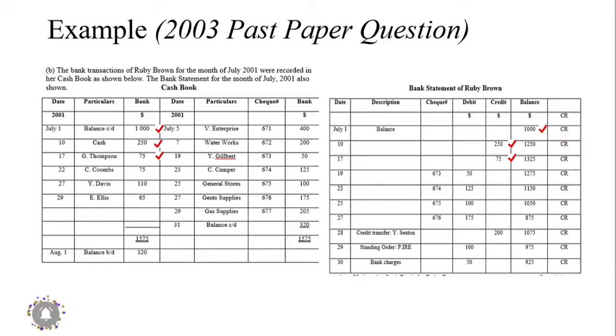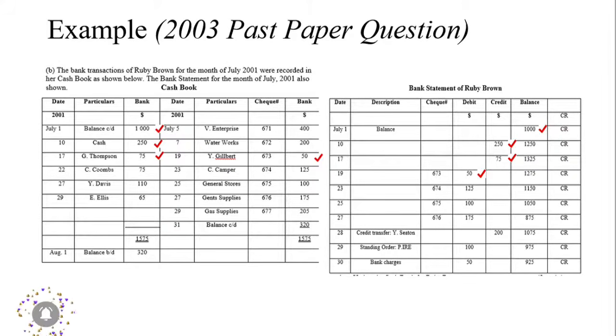All right, I'm now going to look at the items on the credit side of the cash book. V Enterprise, 400. It should be in the debit column here in the bank statement. I am not seeing it. Are you seeing it? All right, you're not seeing it. Waterworks, $200. It should be here in the debit column. Are you seeing it? No, I'm not seeing it either. All right. Y Gilbert, $50. Oh yes, I see it, $50.